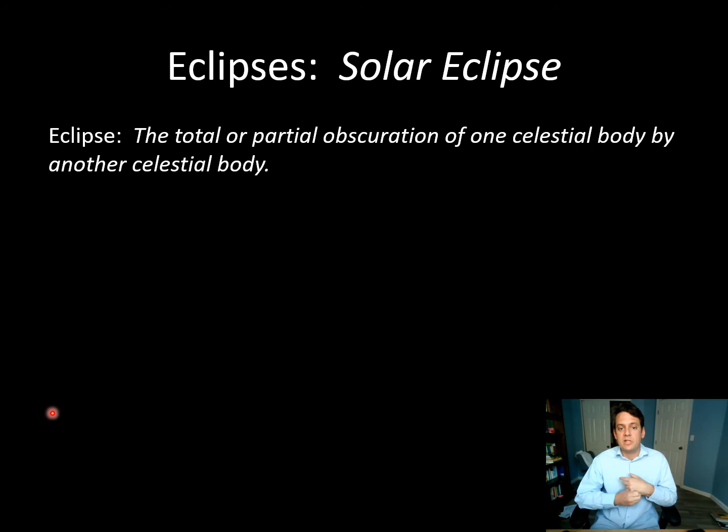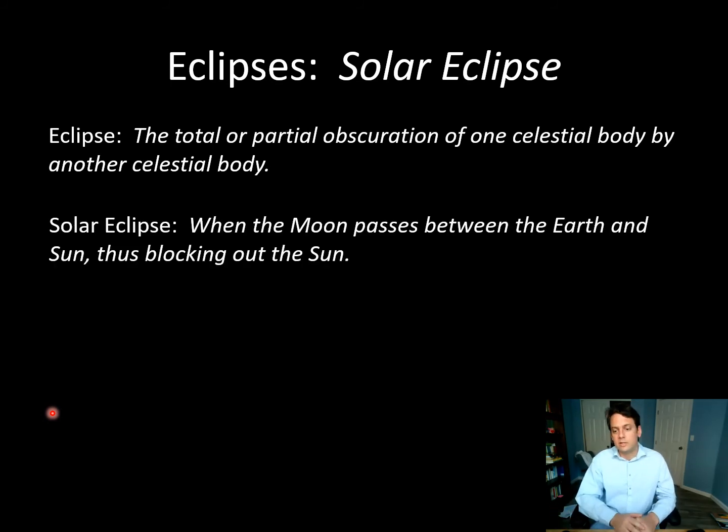So an eclipse in general can be either total or partial, but it's the obscuration. So you're obscuring one celestial body by another one. Okay. And this is always going to have to do with the sun's light, right? The sun's light is going to be blocked either partially or completely by one body from another. So let's see what this actually looks like.